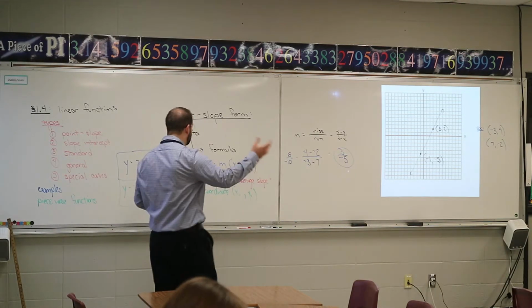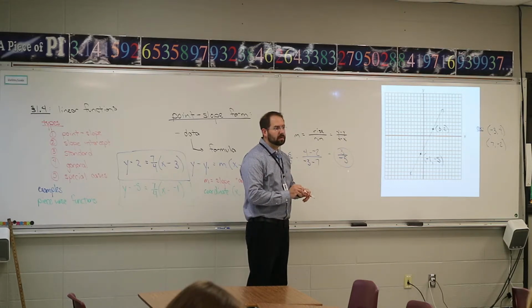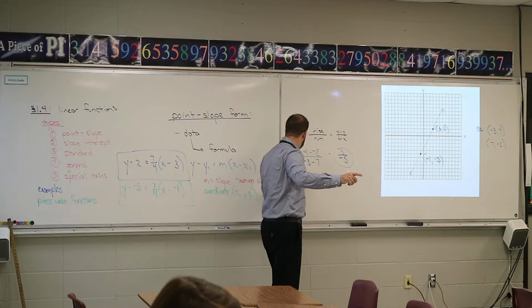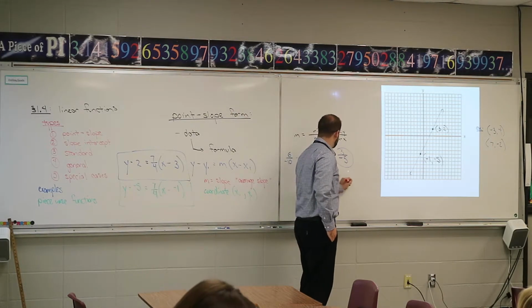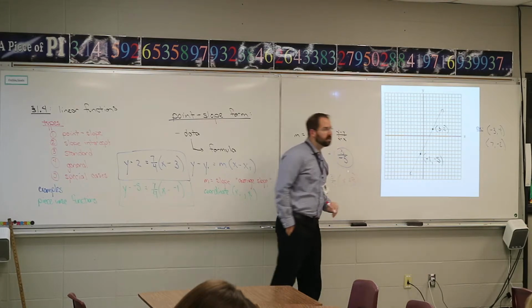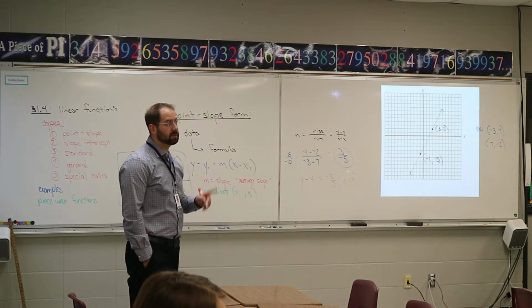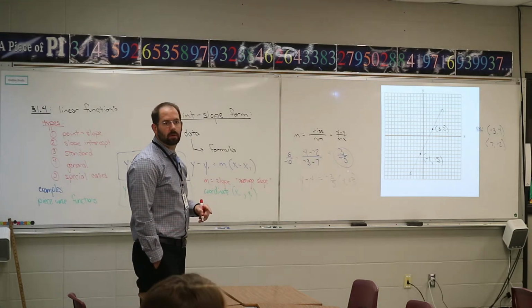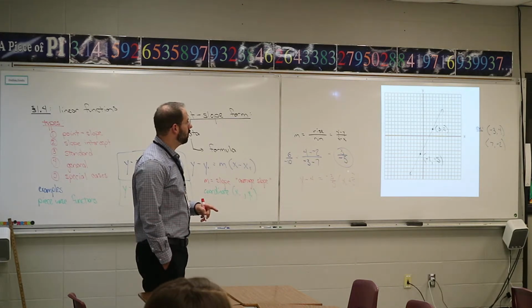What was your final formula? Y minus 4 equals negative 3/5, parentheses x plus 3. Okay. Anyone have something different than that? That is correct. That's one of them. What would be the second one? Y minus 7 equals negative 3/5, parentheses, x plus 2.